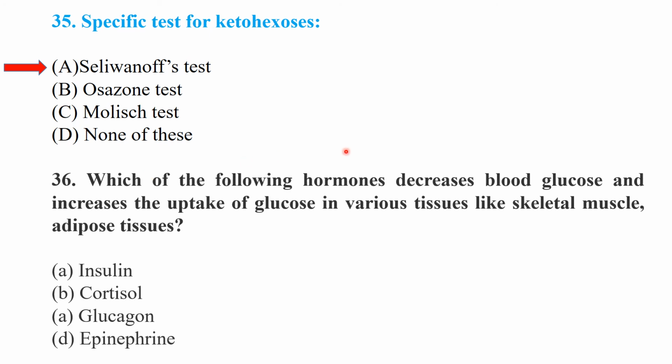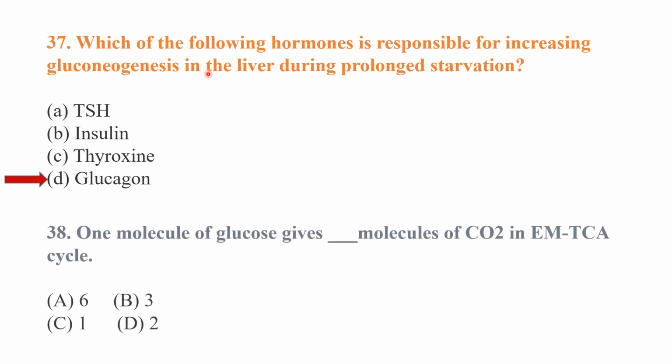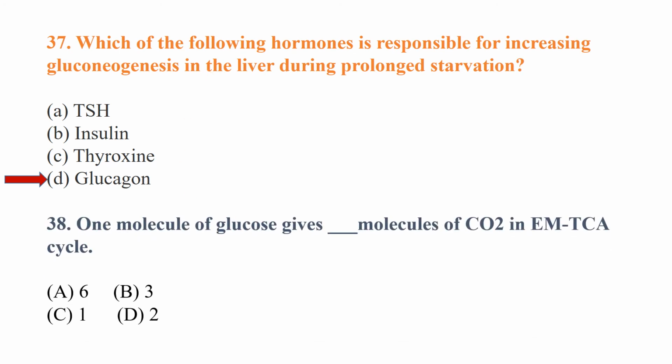Which of the following hormones decreases blood glucose and increases the uptake of glucose in various tissues like skeletal muscles and adipose tissue? It is insulin. Which of the following hormones is responsible for increasing gluconeogenesis in the liver during prolonged starvation? It is glucagon. One molecule of glucose gives how many molecules of carbon dioxide in the EMP and TCA cycle? 6 molecules of carbon dioxide.